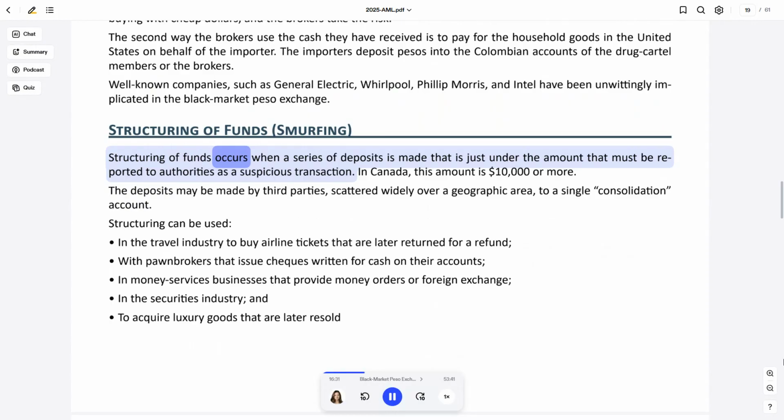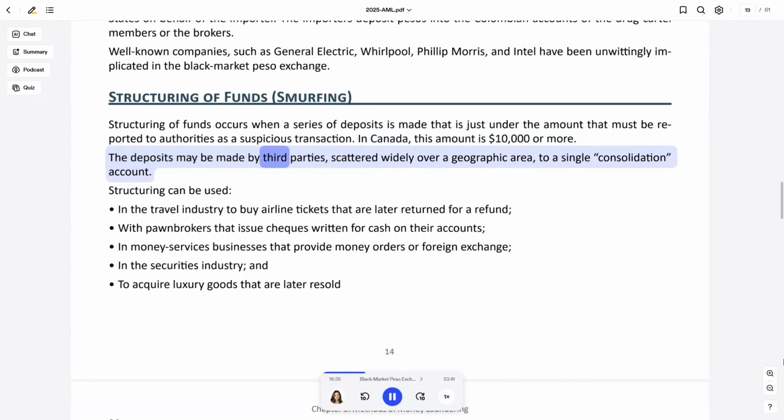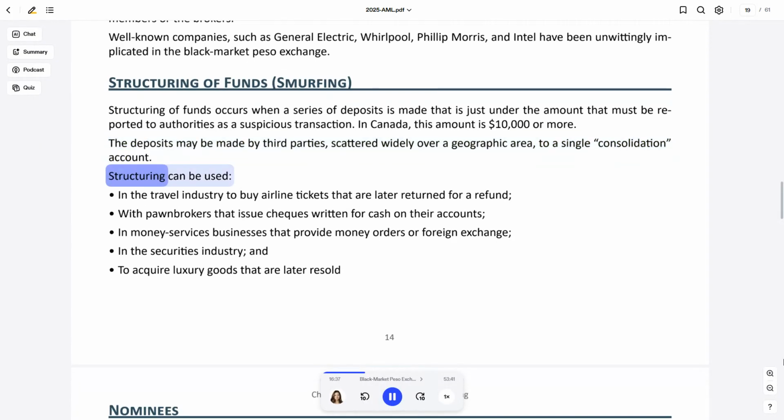Structuring of funds, smurfing. Structuring of funds occurs when a series of deposits is made that is just under the amount that must be reported to authorities as a suspicious transaction. In Canada, this amount is $10,000 or more. The deposits may be made by third parties, scattered widely over a geographic area, to a single consolidation account.